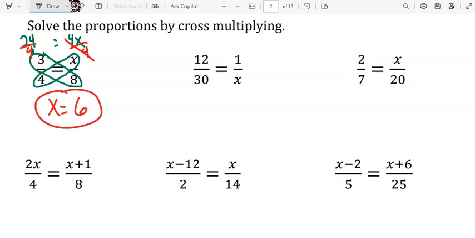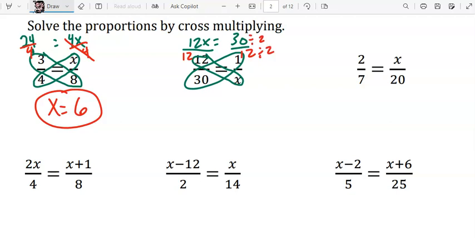12 over 30 equals 1 over x. 12x equals 30. Divide each side by 12, and each of those could divide by 2. We have 15 over 6. They can each also divide by 3. 5 over 2 equals x.